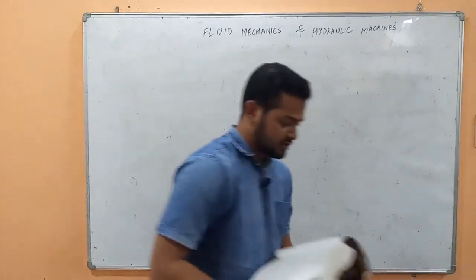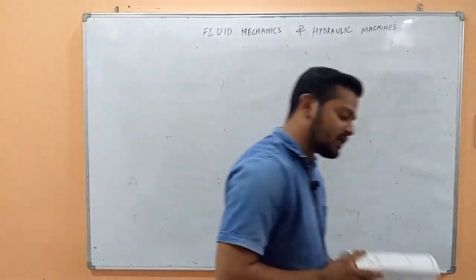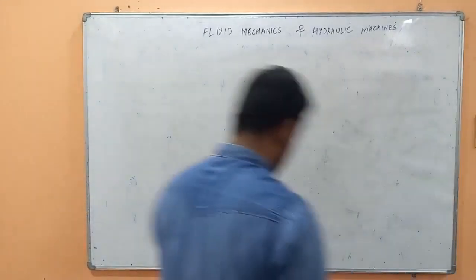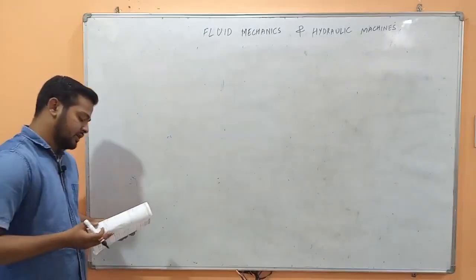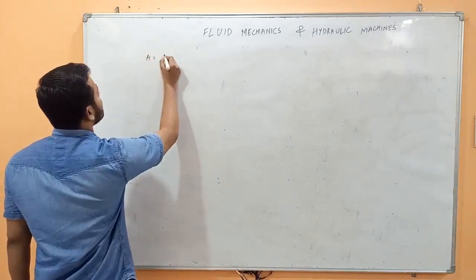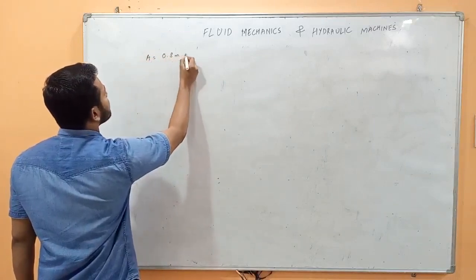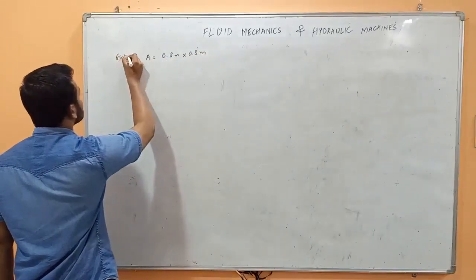Okay, I'll read out the question. Calculate the dynamic viscosity of an oil which is used for lubrication between a square plate of size. Okay, there is a plate which is of size, the area of that plate is 0.8 meters into 0.8 meters. I am writing down the given data by reading the question.